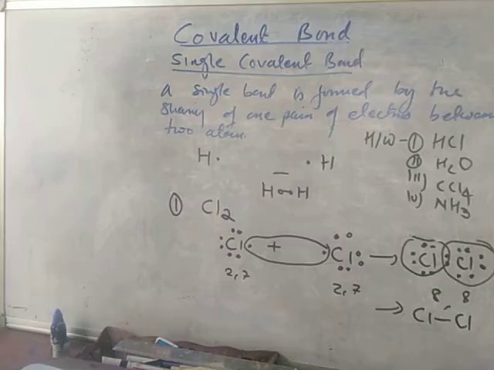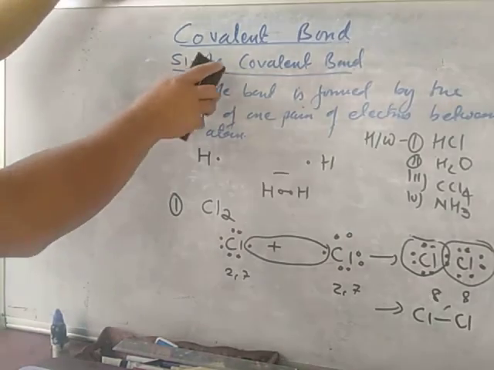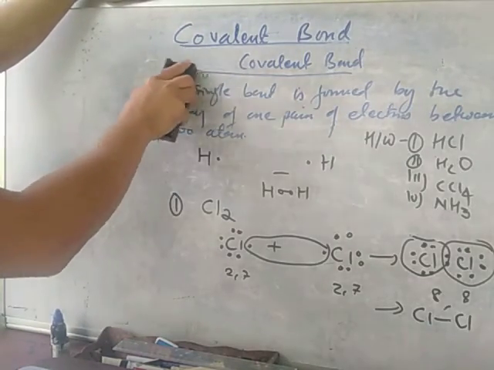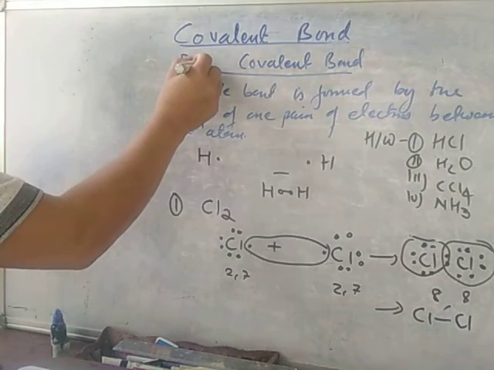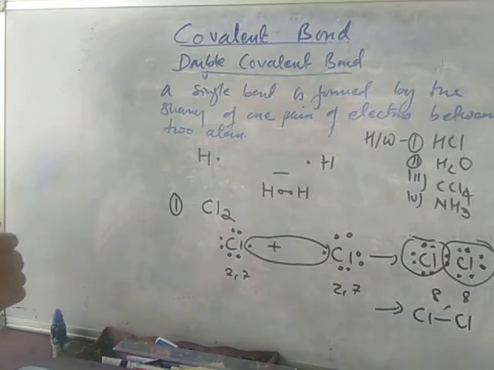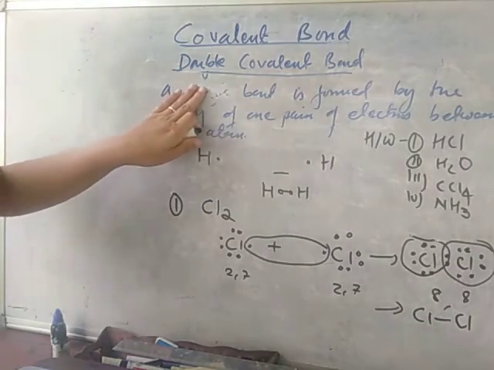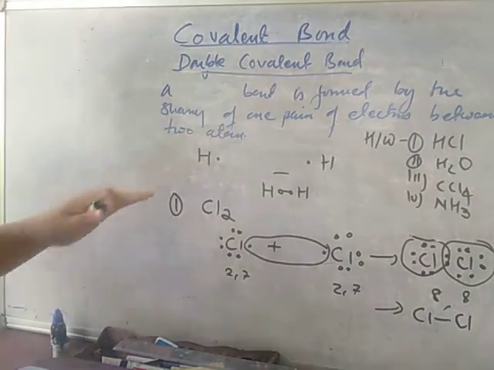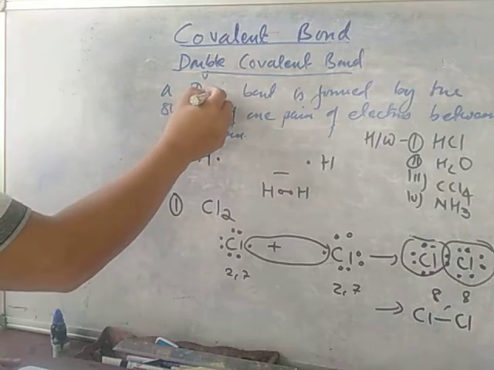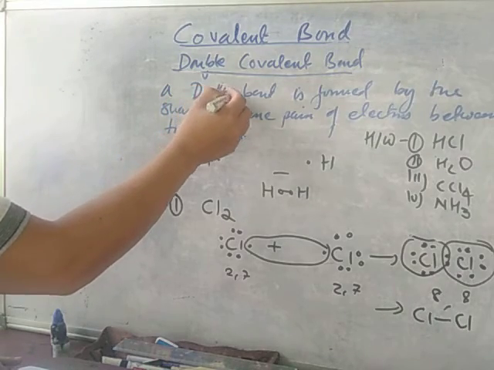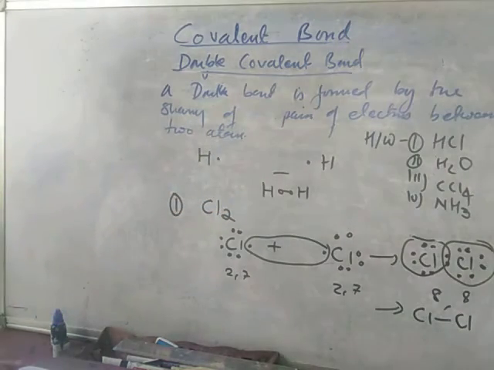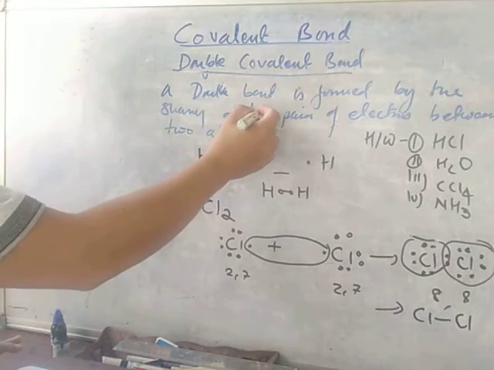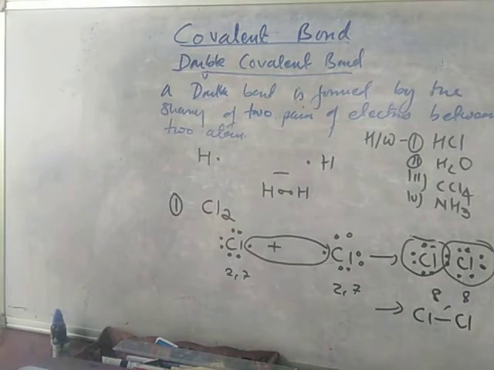So next, double bond. Next, double covalent bond. So write down, double covalent bond is formed by sharing of double pair, or you can write two pairs of electrons between two atoms.